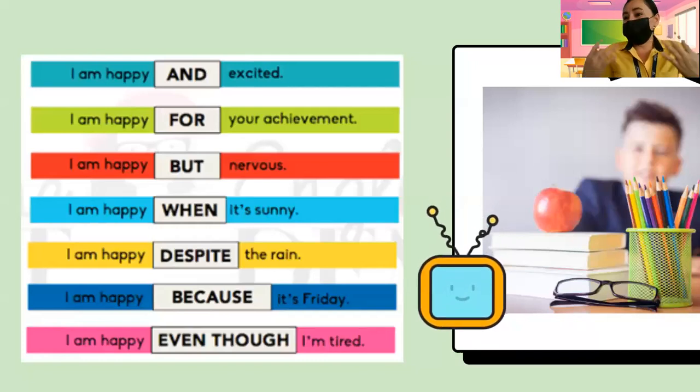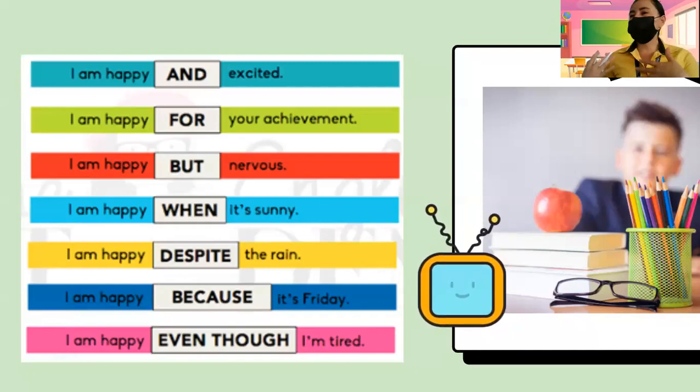I'm happy but nervous at the same time. I'm happy when it's sunny. I'm happy when it is cloudy or when it is raining. I'm happy despite the rain. I'm happy because it's Friday. Or you can say, I'm happy because it's Tuesday or something like that. In the last one, I am happy even though I'm tired.